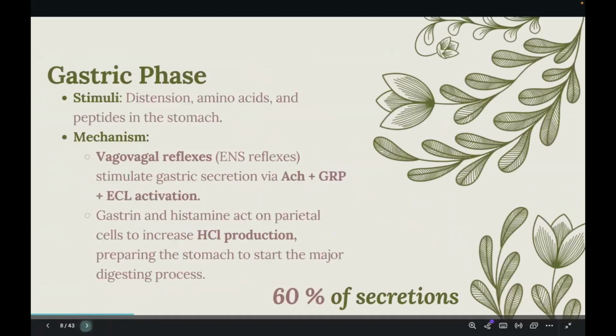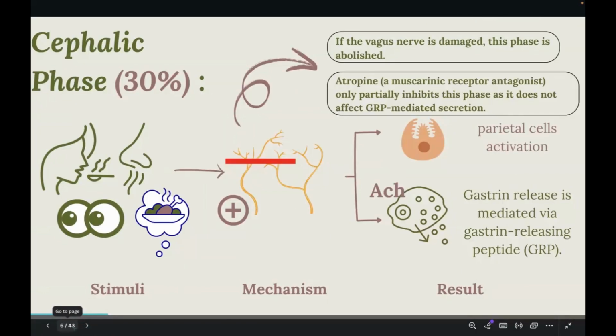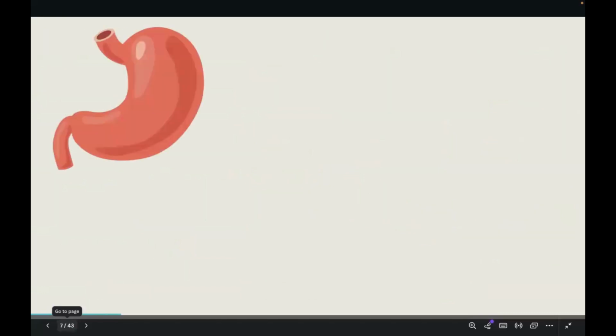Now we move on to the gastric phase. So now you prepared yourself and the stomach has about 30% of the gastric secretions and it's getting ready. Now you ate the food. The food is slowly going down your esophagus to the stomach.